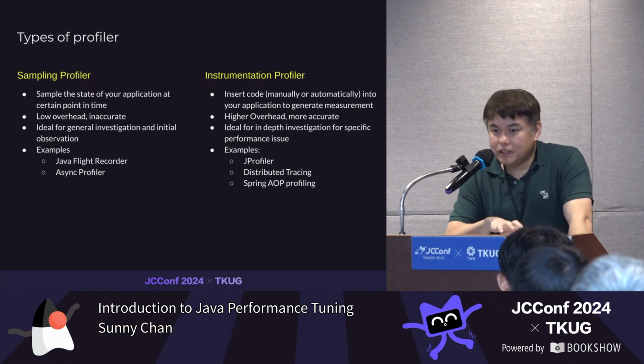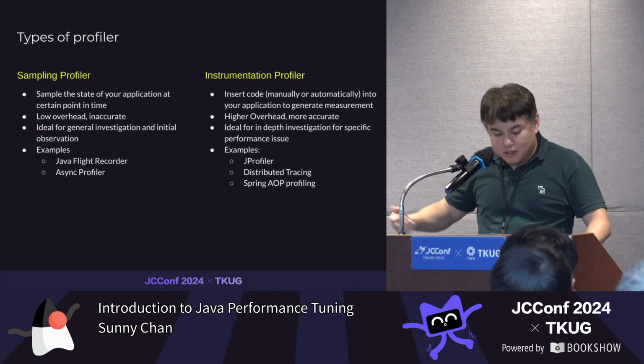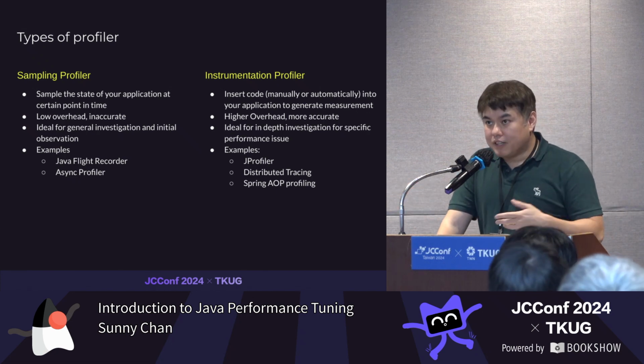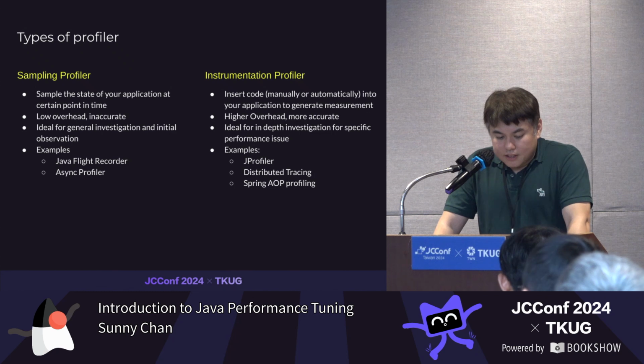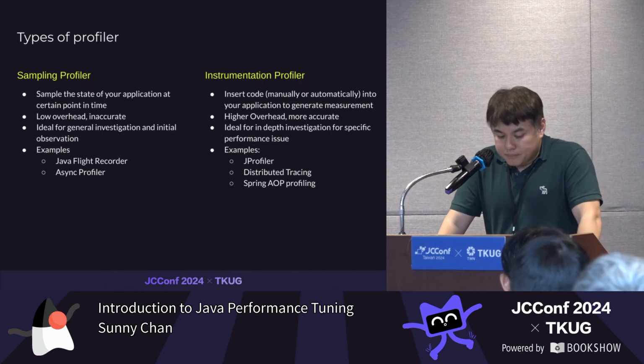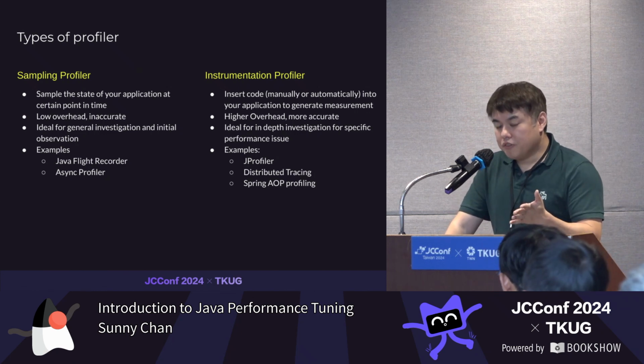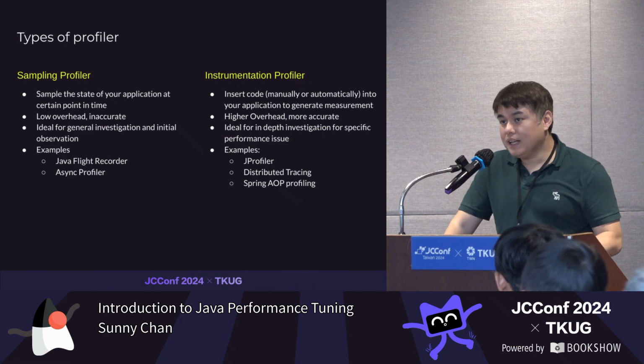And so these are ideal for when you have no idea and you want a big picture of what's going on. So things like Java profiler, async profiler, those are very good at that type of stuff to investigate what's going on initially. Okay. So the second type of profiler is called instrumentation profiler.